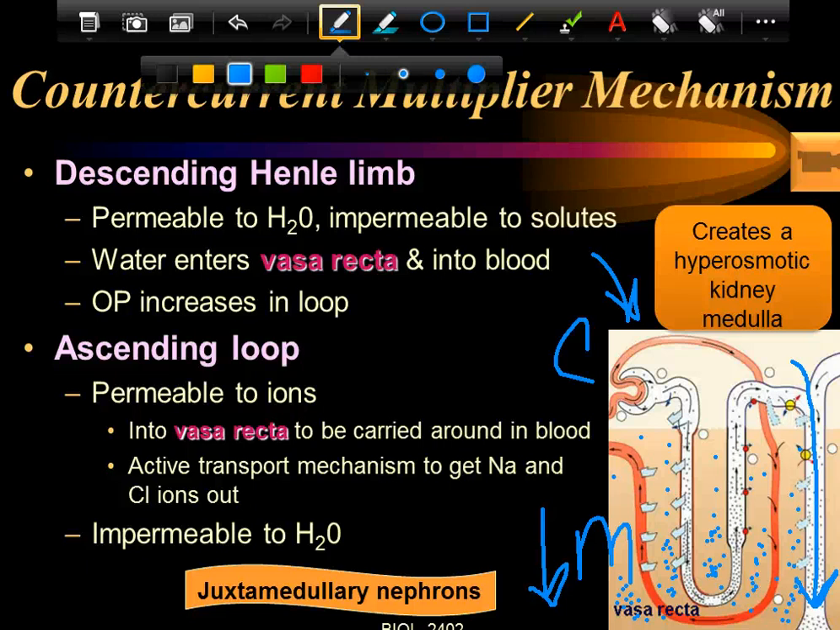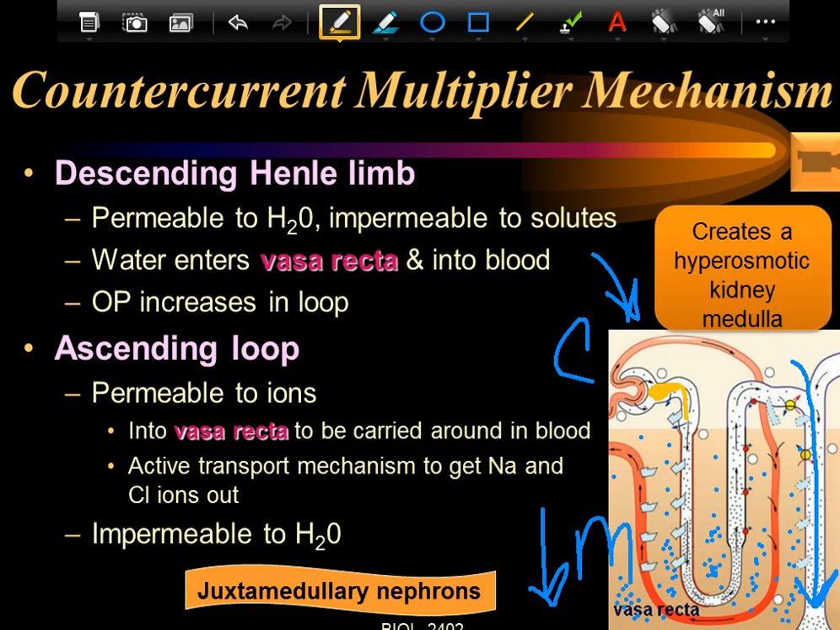Let me change colors. And let's go to yellow for filtrate. So here's my filtrate up in here. I'm going down what's called the descending limb. And notice that in the descending limb, there are some blue arrows. Those blue arrows mean that water can go out. So the water's going out into the surrounding tissue of the medulla, following sodium. Now, I should also tell you that sodium cannot get out in that descending limb. It's stuck.